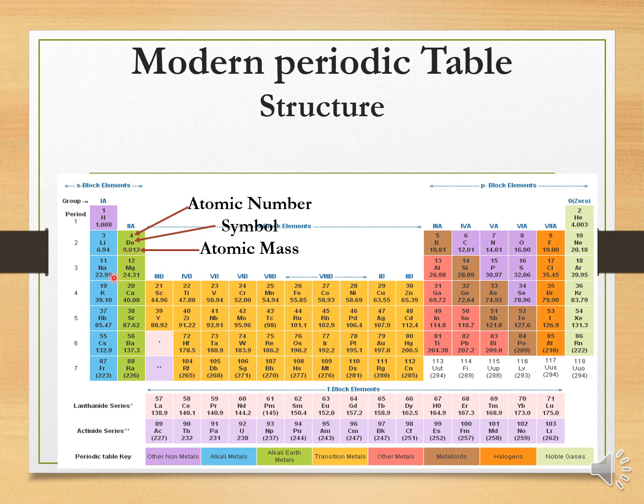Now each box corresponds to one element and you will find the atomic number, the symbol of the element and the atomic mass written in the specific box. For example, here the symbol is Be, the element is beryllium, its atomic number is 4 and its atomic mass is 9.012.